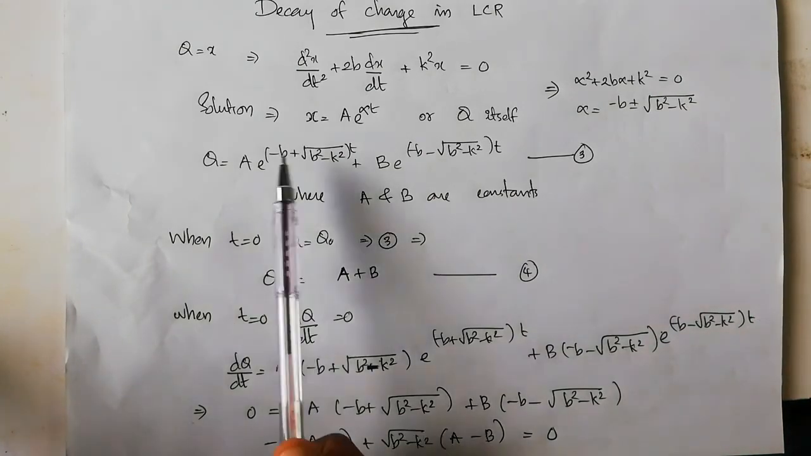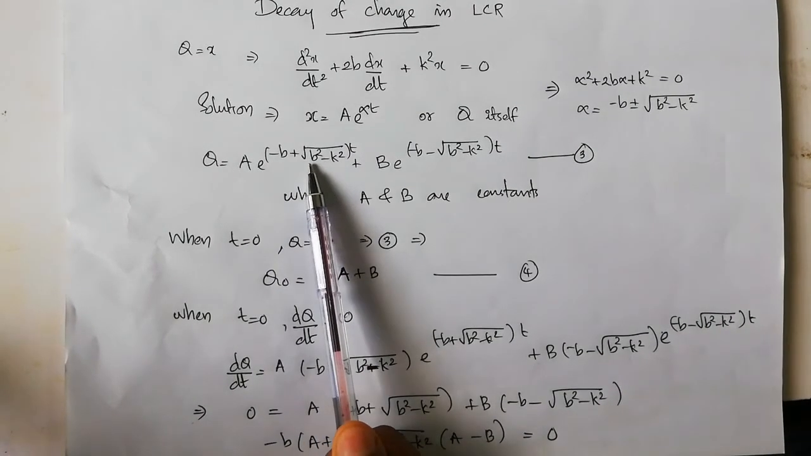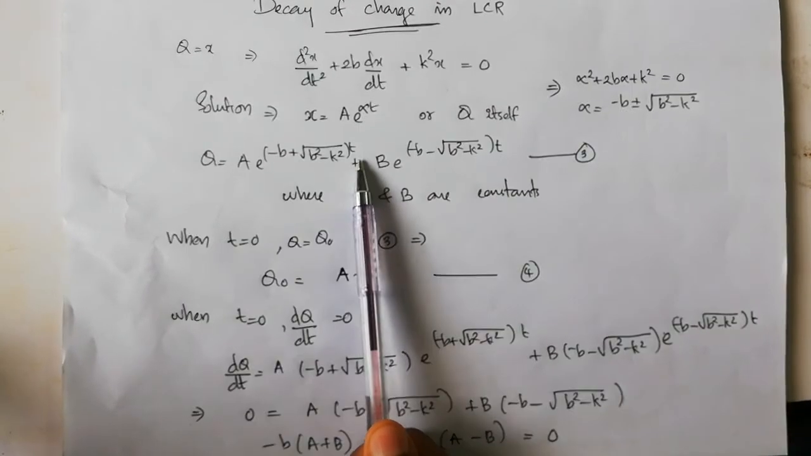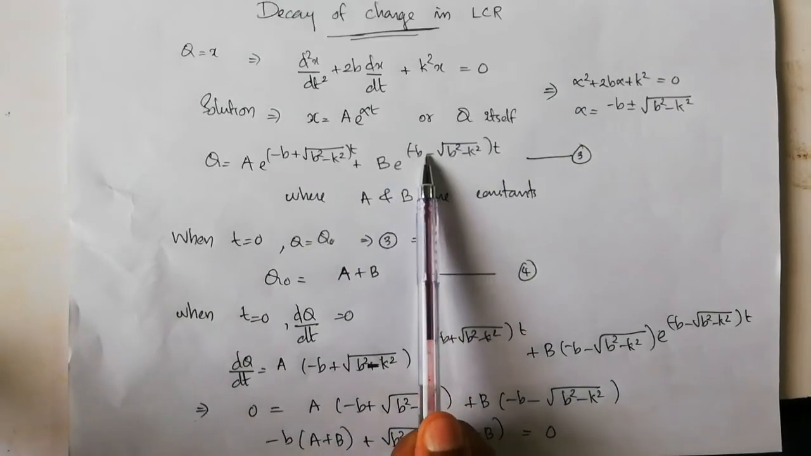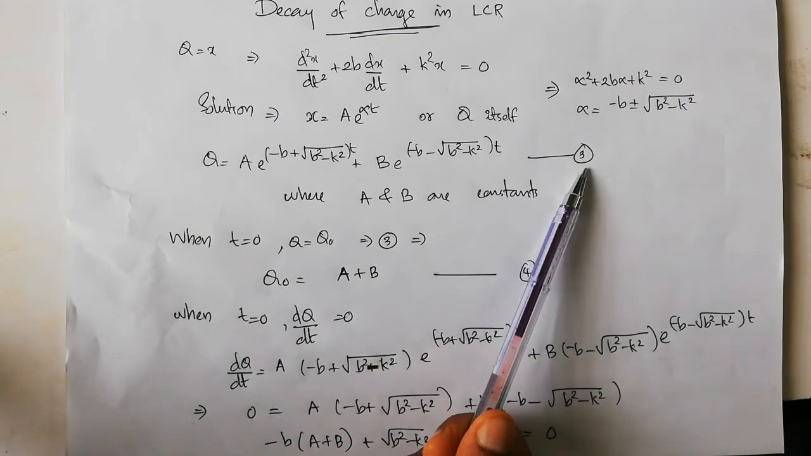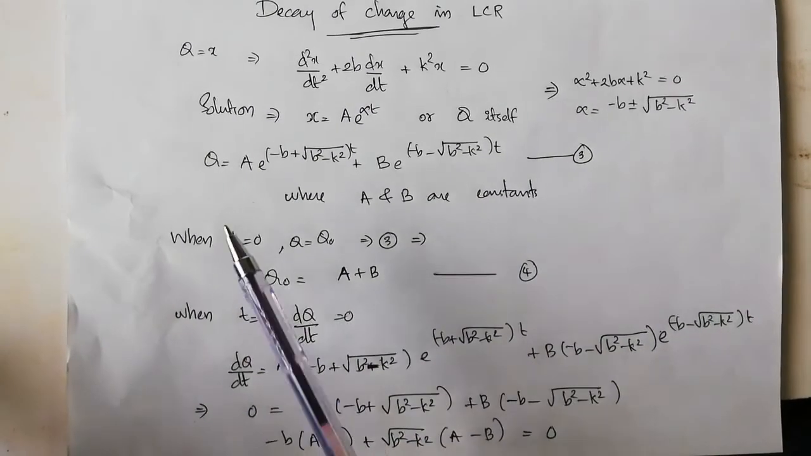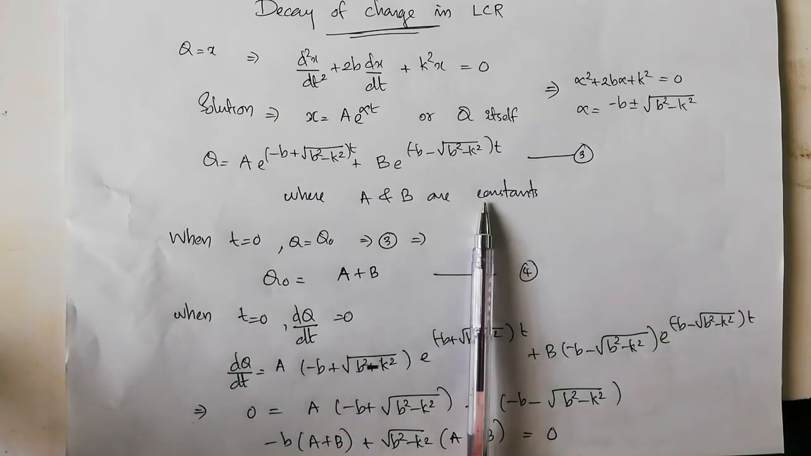That is, we can write Q = a e^(−(b + √(b² − k²))t) + b e^(−(b − √(b² − k²))t), which is given as equation number 3. Here a and b are some arbitrary constants. Now we can find out a and b from this figure.